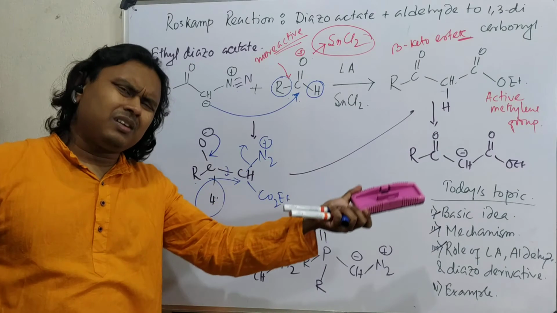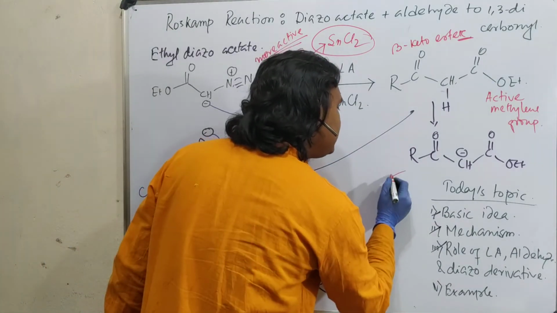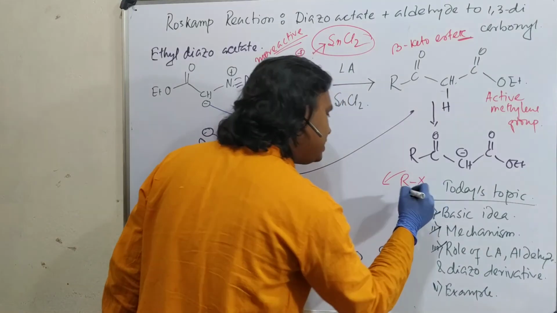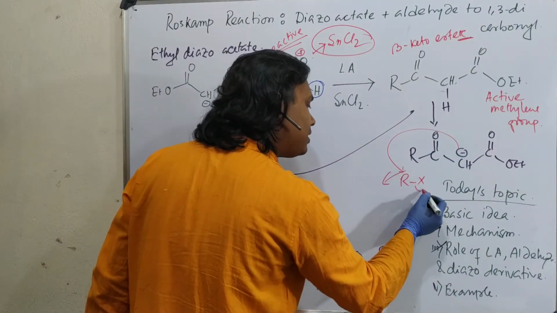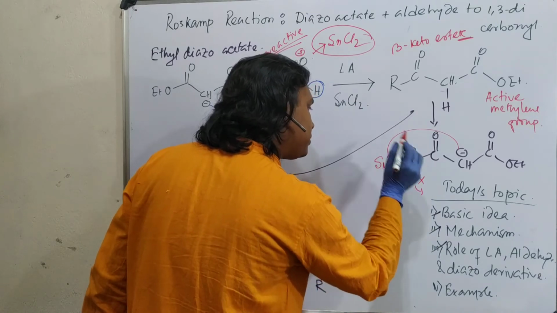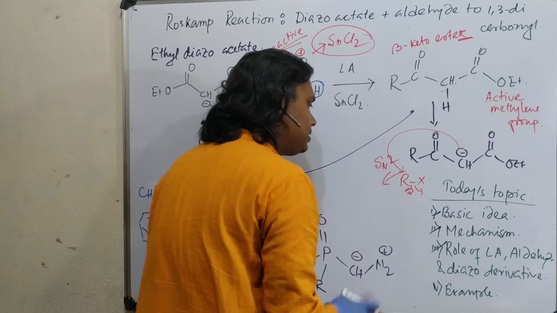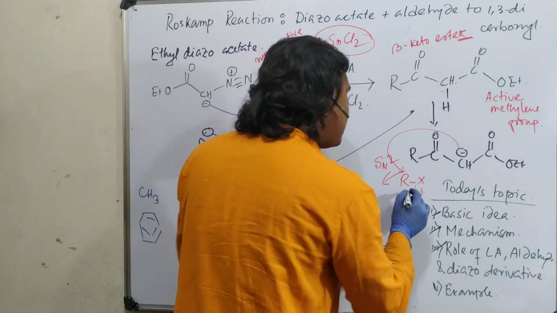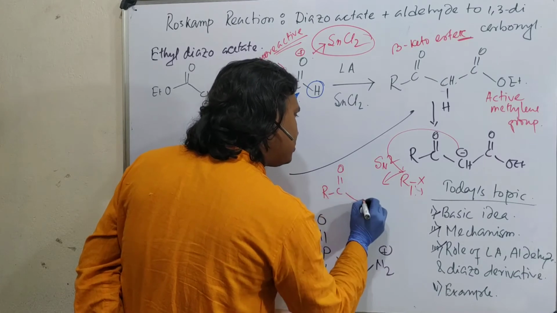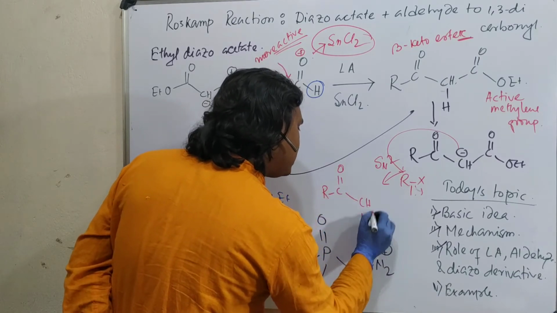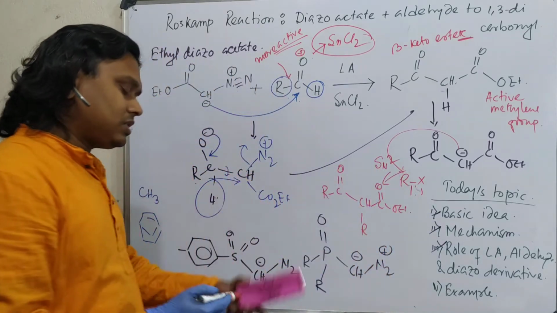Its pKa is about 10-11. And another thing, you can take any alkyl halide or any RX with a leaving group, and it can attack in this way by, what do I mean, an SN2 type process, and ultimately result. Let's consider this is R1. So it will result in RC double bond O, CH R1, COOEt.